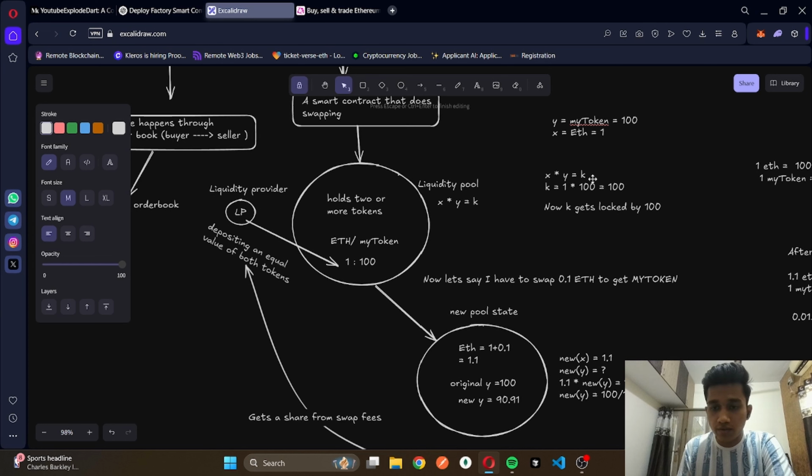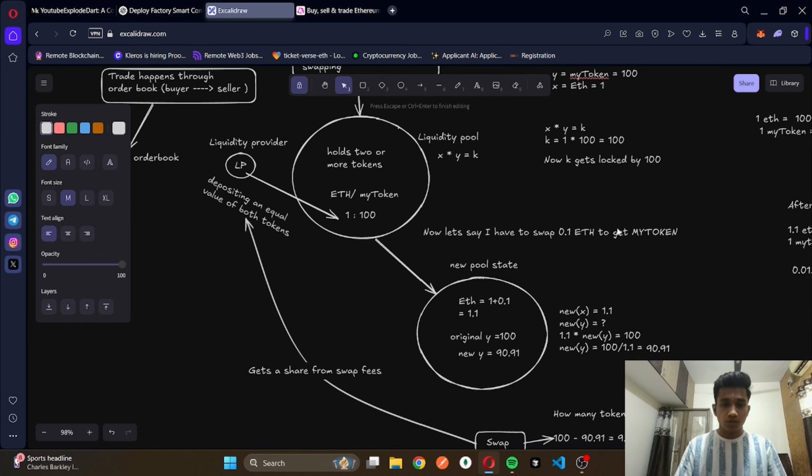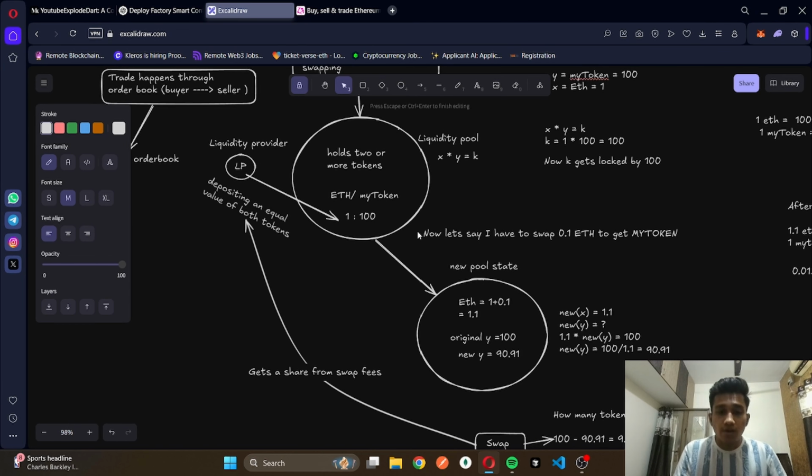So x into y equals k. So k equals 1 into 100. So that's x into y. Now what happens is the value of k gets locked. The value of k gets locked. Now let's remember the value of k over here is 100, right? Now I'll show you the magic.